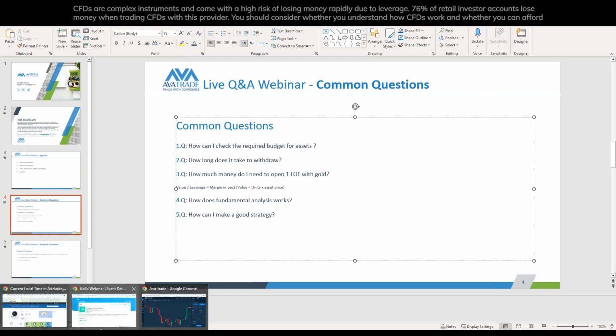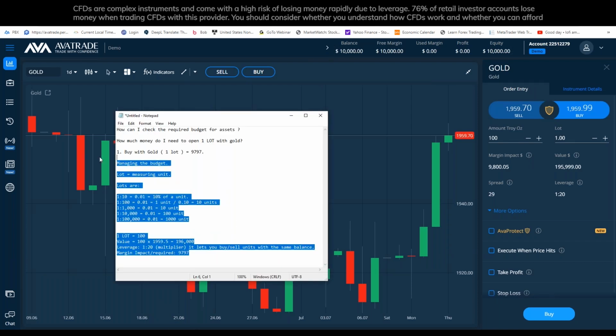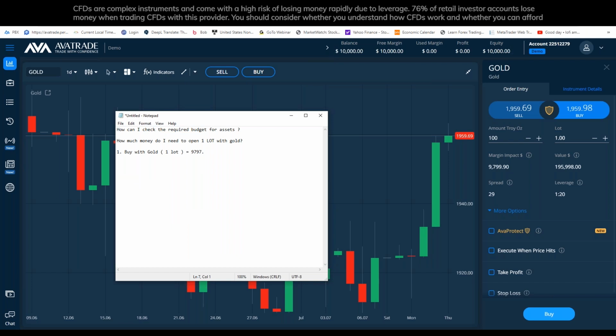Now we're gonna check the budget. So what do you think about that budget? Is that okay if I'm gonna use 97%? And okay, that's 97% on a single position, right? So what do you think? Is that okay? Is my budget well managed, or you wouldn't do that? So how can I check the required budget for assets, right?